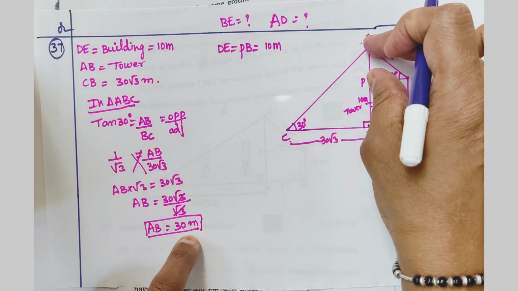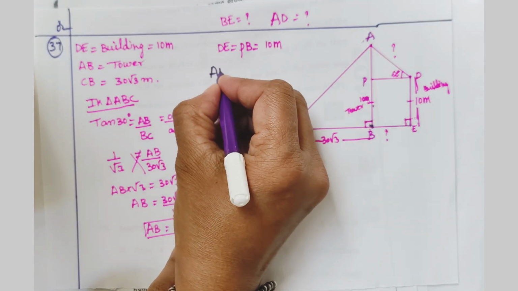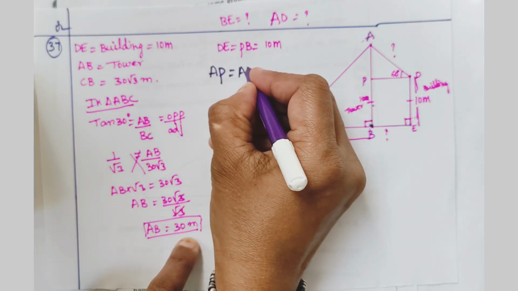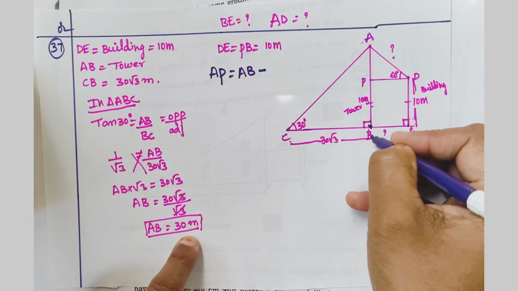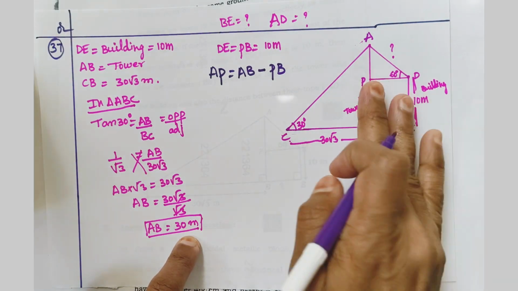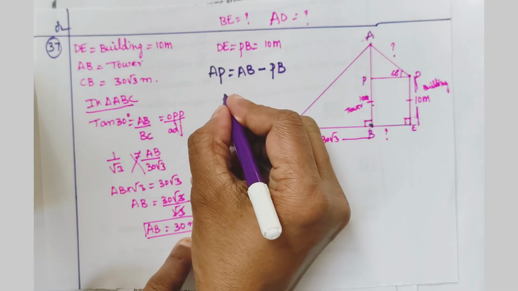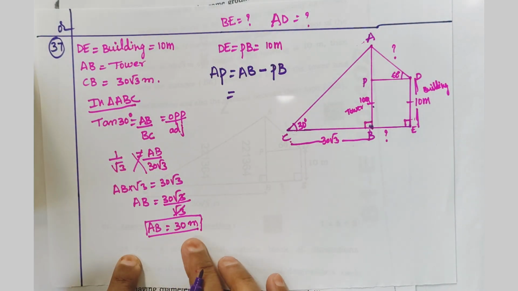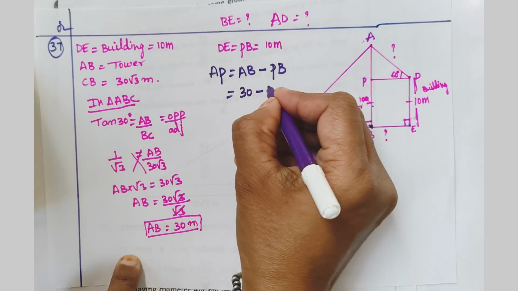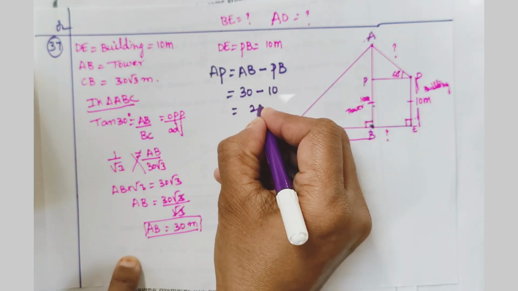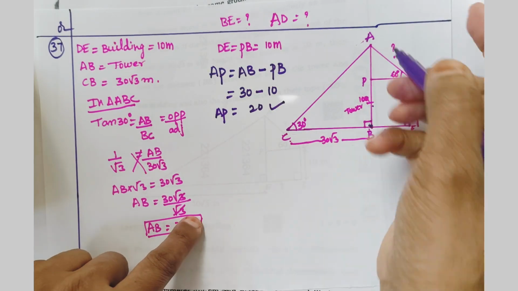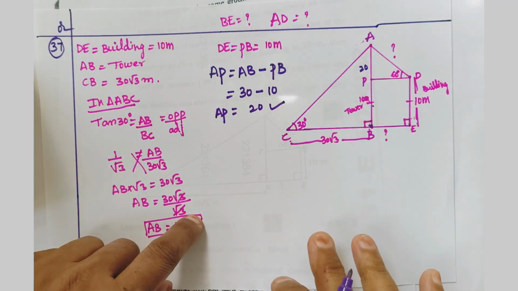So AP is what we need to find. How will you find it? See here, AP is equal to AB minus PB. So the AB length you just got, how much? 30. 30 minus PB, this is 10. So AP is equal to how much? 20. So AP length is 20. So now you got AP. This AP is 20.